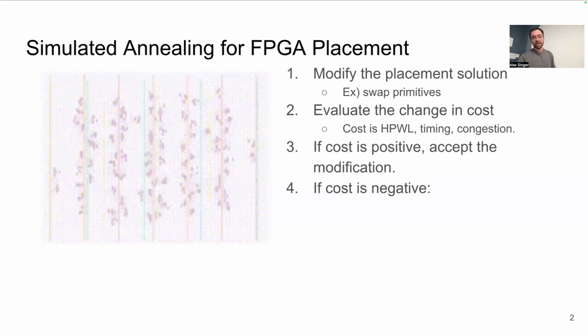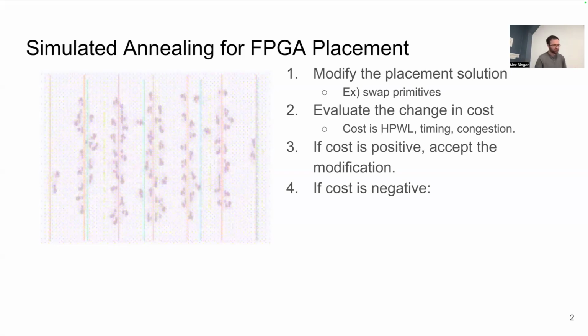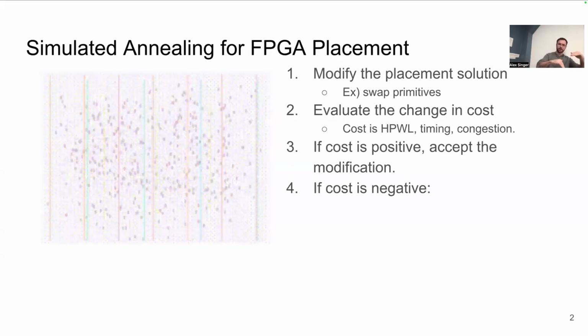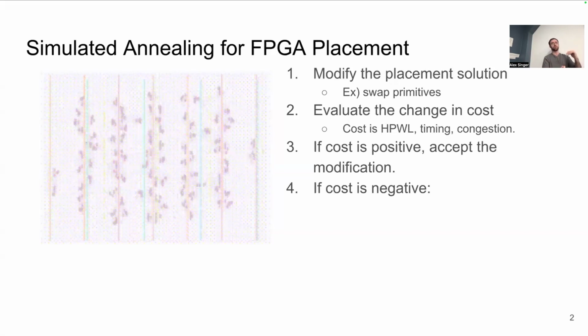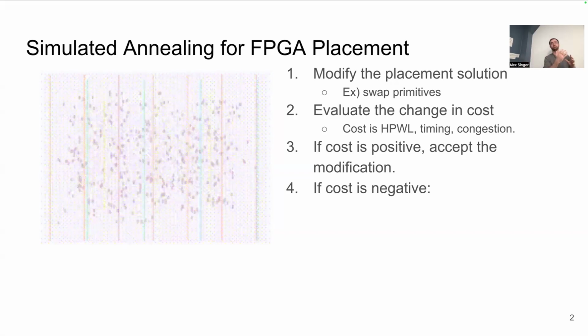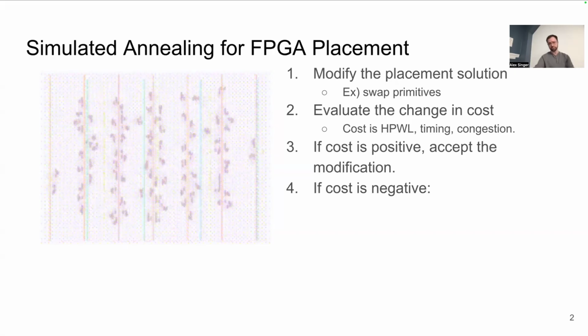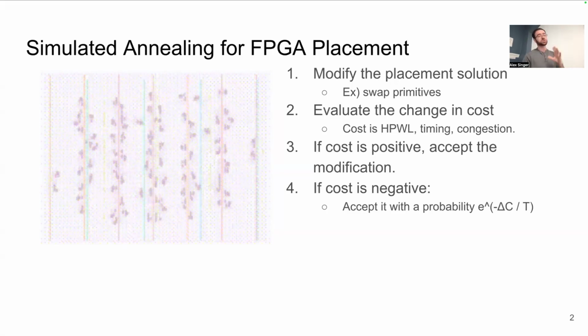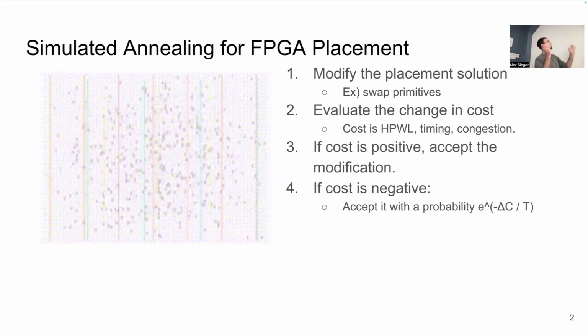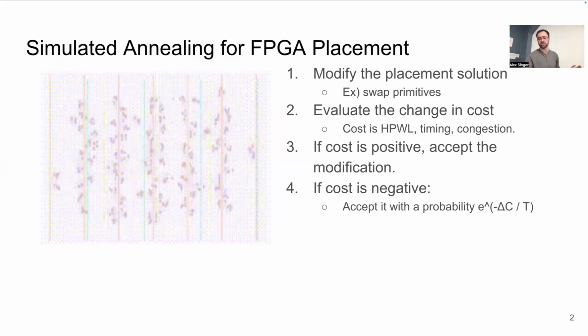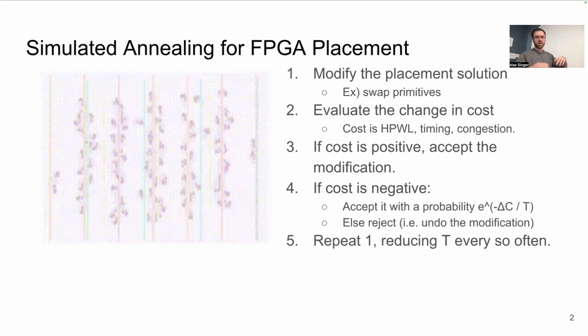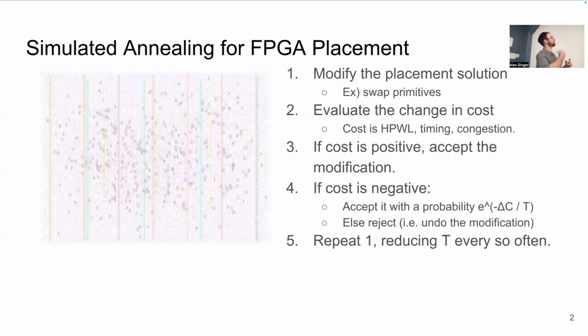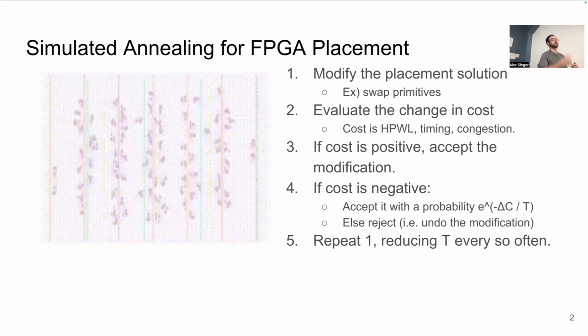Very happy. If the cost is bad, well, I don't want to just throw it away, because I don't want to just go down the cost slope to a global minimum, or sorry, a local minimum. I want to do some kind of hill climbing. I want to get out of local minimums and find the global minimum. And how we do that is we accept with a probability, which is called the Boltzmann probability. I'll explain where this comes from in a moment, but this will tell us: pick a random number. If you're less than such and such, accept. If you're larger, reject. And that's how that works. And we just repeat step one, reducing the temperature every so often.